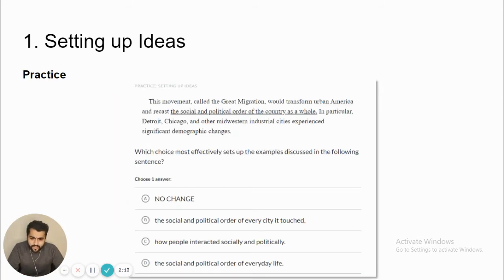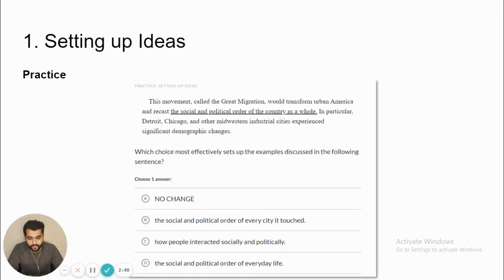This movement, called the Great Migration, would transform urban America and recast the social and political order of the country as a whole. In particular, Detroit, Chicago, and other Midwestern industrial cities experienced significant demographic changes. Which choice most effectively sets up the examples discussed in the following sentence? So we have A, no change; B, the social and political order of every city it touched; C, how people interacted socially and politically; and D, the social and political order of everyday life.